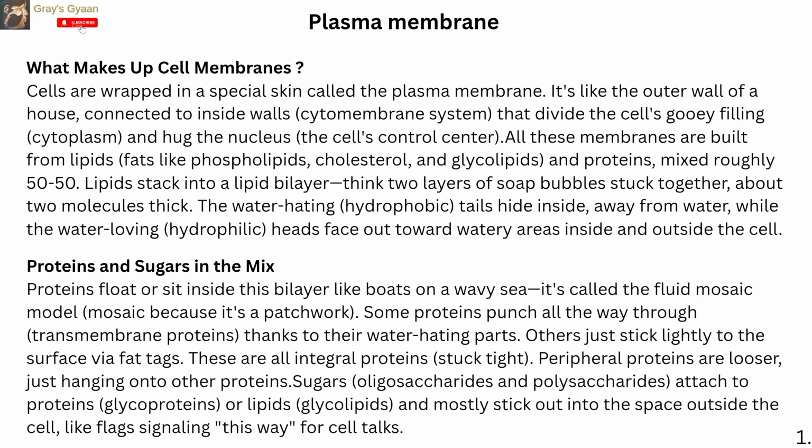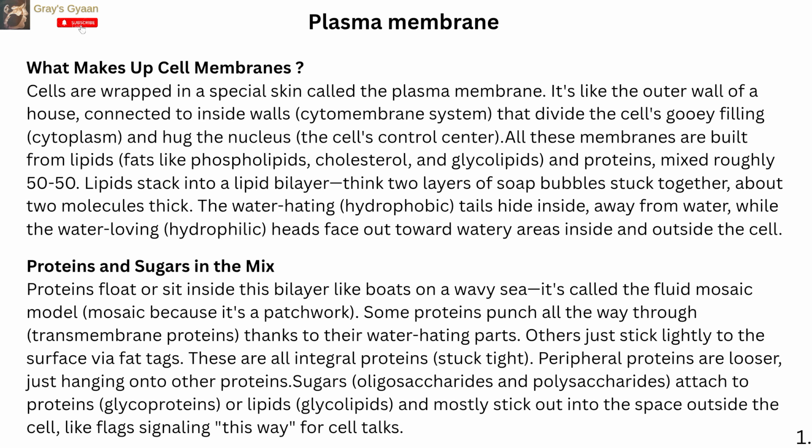Lipids stack into a lipid bilayer. Think 2 layers of soap bubbles stuck together, about 2 molecules thick. The water-hating, hydrophobic, tails hide inside, away from water, while the water-loving, hydrophilic, heads face out toward watery areas inside and outside the cell. Proteins float or sit inside this bilayer like boats on a wavy sea.